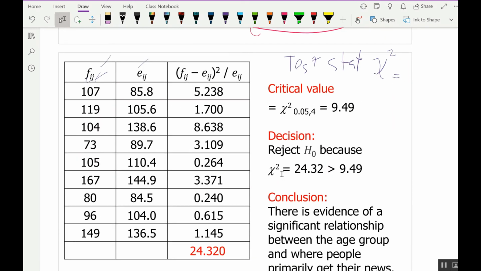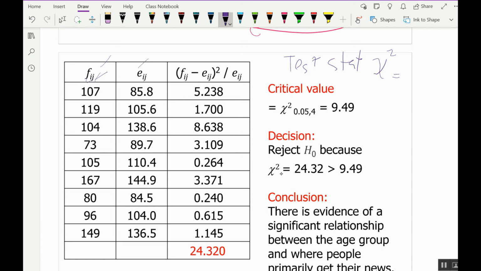So that's why they put it separately in this table to have a better view, so that we don't take the wrong value. For example, you can take F11 but you go and take the expected value from another column. That's not right. That's why Fij here, this 107 is referring to which cell? The cell of row 1, column 1. So here also row 1, column 1. So you are talking about the same cell.